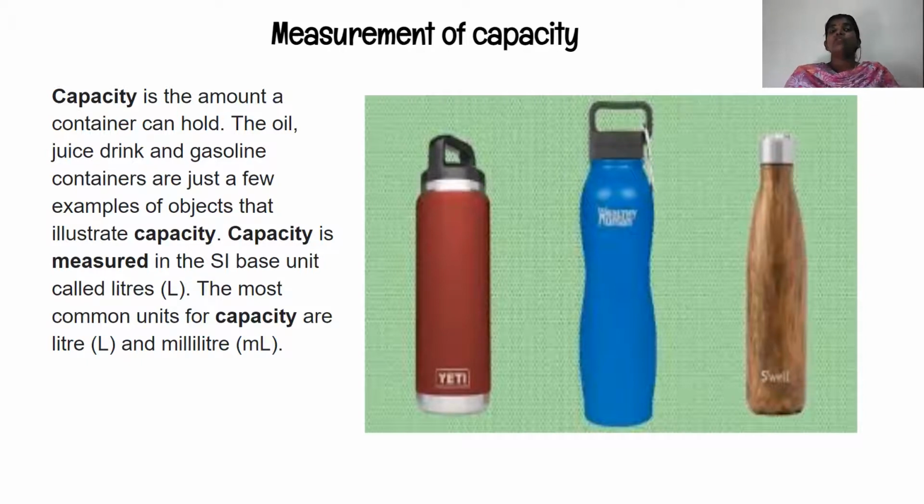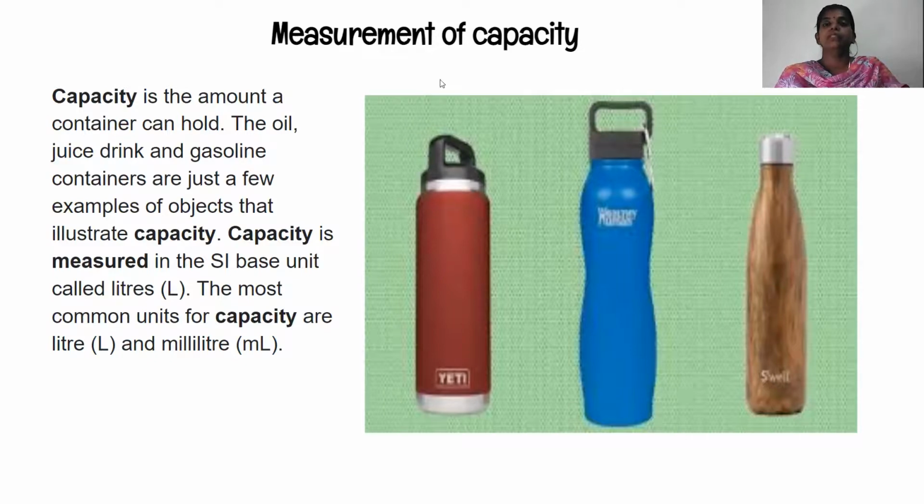The most common units for capacity are liters and milliliters. So we generally measure it with liters and milliliters. Very small quantities of liquid can be measured with liters and milliliters. If it is more, it goes beyond, so here we are measuring even that with liters and milliliters.